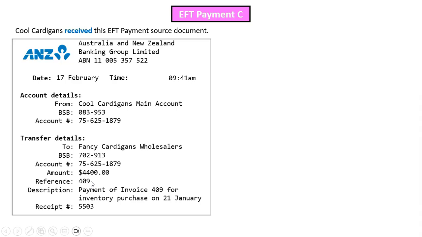There's a reference number. Might be more of a real world thing. Probably won't come up for us, but in the real world, when you transfer money to someone else, you should always put a reference in. And they usually tell you what to put so they can match it up. And there's a description. It says payment of invoice 409 for inventory purchase on the 21st of January. So on the 21st of January, we must have bought inventory on credit. So we've got an invoice number. And we're just paying back. So we're Cool Cardigans. We're just paying back Fancy Cardigan Wholesalers. And here's the receipt number here.